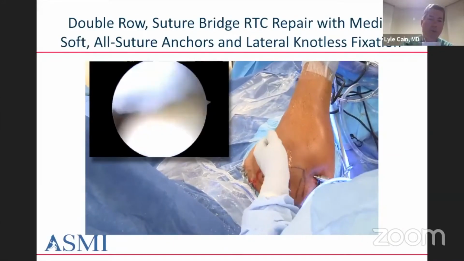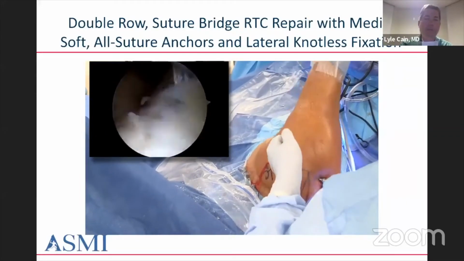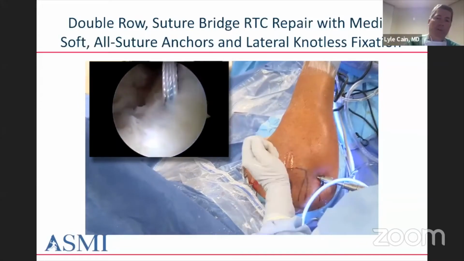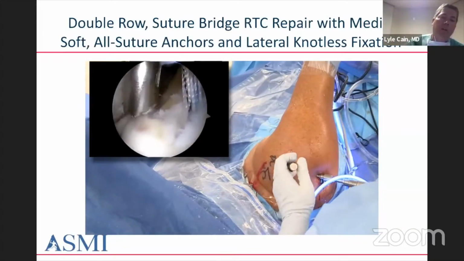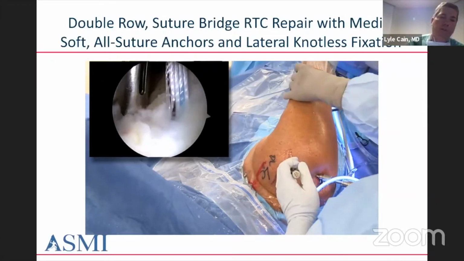As you move more posterior, there is a little bit of a gap in the bare spot of the humerus, but for supraspinatus, you want it to be right on the edge. And so these anchors are very strong. They rely on cortical fixation rather than cancellous fixation like a screw-in anchor.